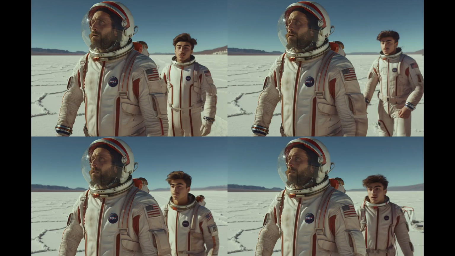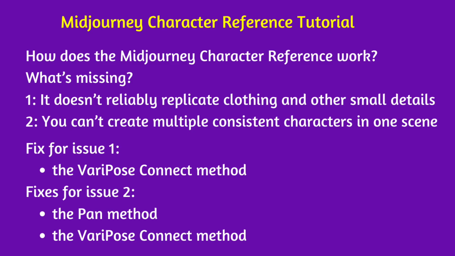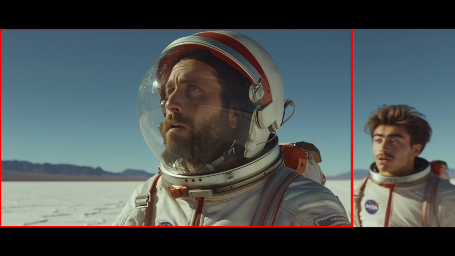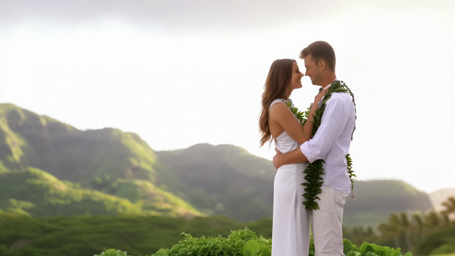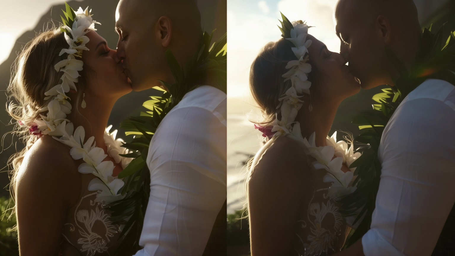Here's the result. The new character appears to the right of the first character. Without specifying, it's even matched his spacesuit to the one the first character was wearing. However, the problem is that these 2 characters won't interact easily as each character has to be created separately. And that leads us to my second solution, which I think is a better solution, the VariPose Connect Method. Using the pan solution may be fine for some situations, but it doesn't allow those characters to interact, like embracing or kissing, like these images, which I created using the VariPose Connect method.